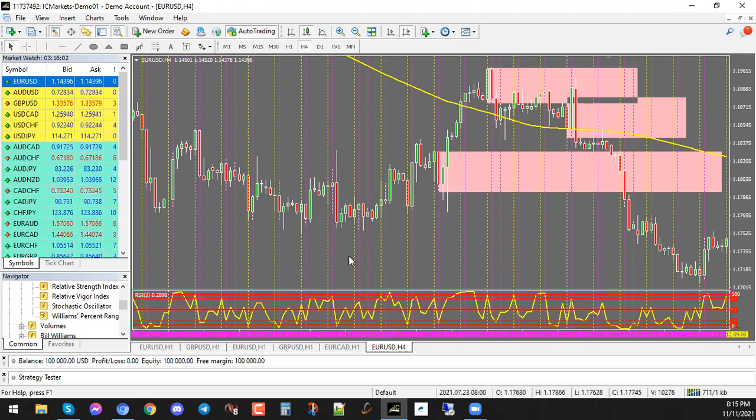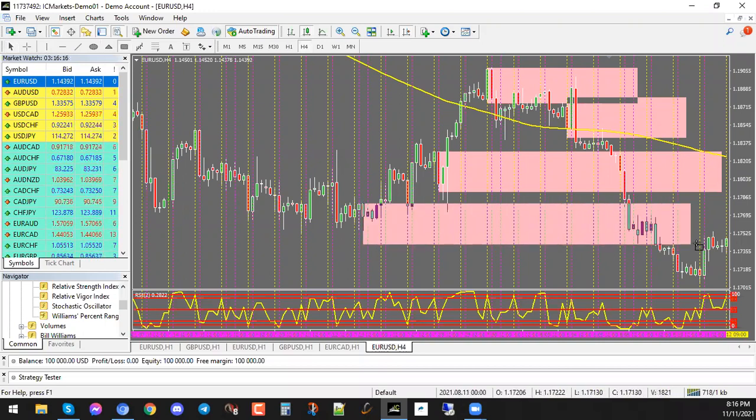Last down candle before price went up. So this one here could be the last down candle right here. This is the last down candle before the price went up. So this is potentially our next order block area right here.